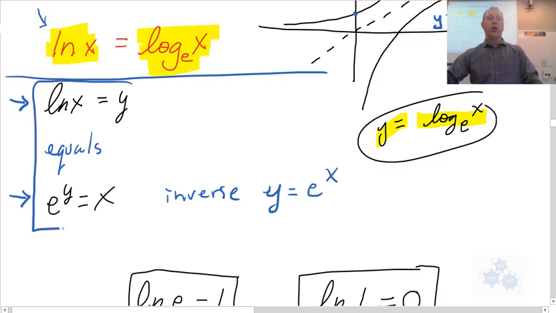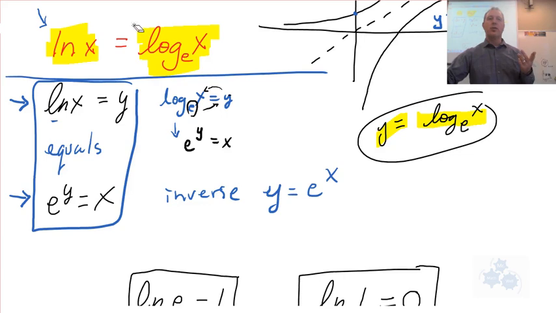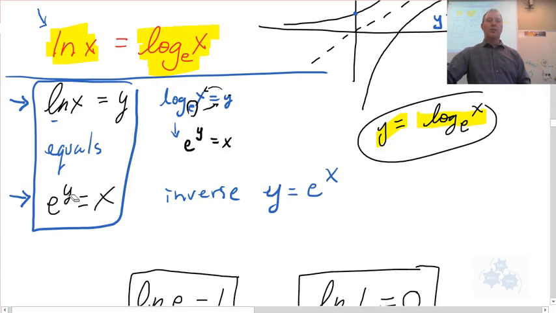These are equal because, remember, this natural logarithm is log of x base e equals y. And remember how I turned this into an exponential. I look at the base, which is e, and I take it to the power of y, and that equals x. So that's where I get this from. Okay, so those are the same graph. Now watch this. This is kind of cool. If these are the same, if you just switch x and y and say y equals e to the power of x, that's now the inverse function.